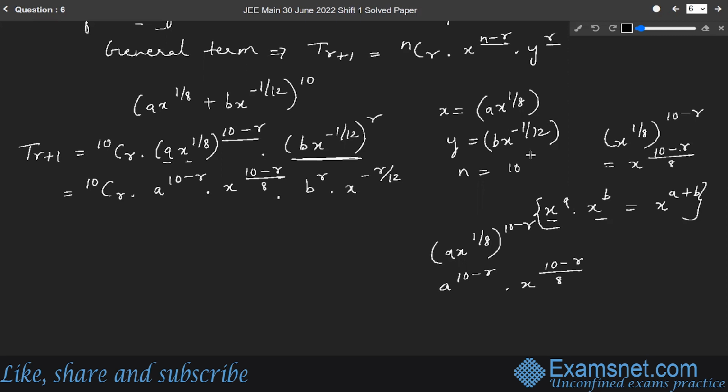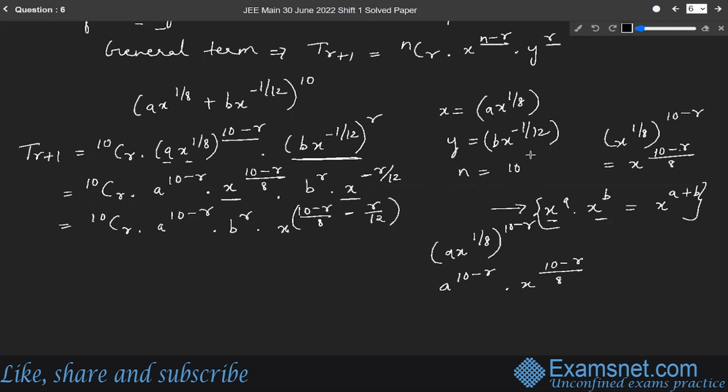Now you can see that for the two terms, the base is same. What is the base? It is x. It means that when base is same, we can add the powers, right? So it becomes 10Cr multiplied by a^(10−r) multiplied by b^r. Now comes the part when we have to use this formula, x^a into x^b is equal to x^(a+b), right? So writing the base once and adding the powers. What are the powers? (10 − r)/8 and plus minus will be minus r/12.